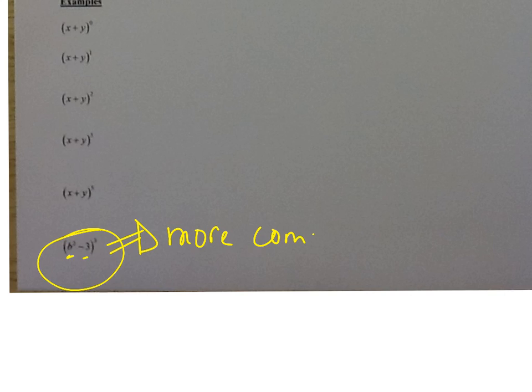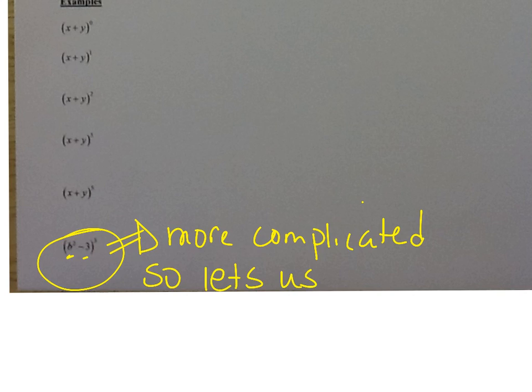All right, so now take a look at this one here. With the b to the second minus 3, we can use Pascal's triangle. It just gets a little bit more complicated because of the b to the second and the negative 3. So we're going to use combinations. It does work with Pascal's triangle, but this is more complicated.